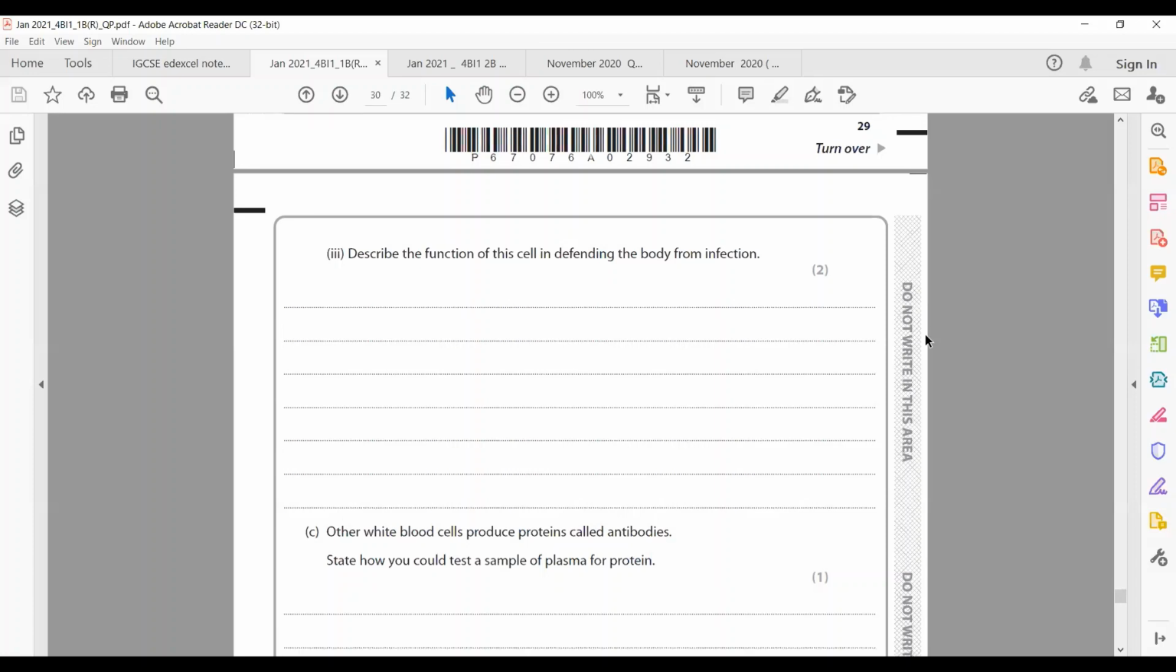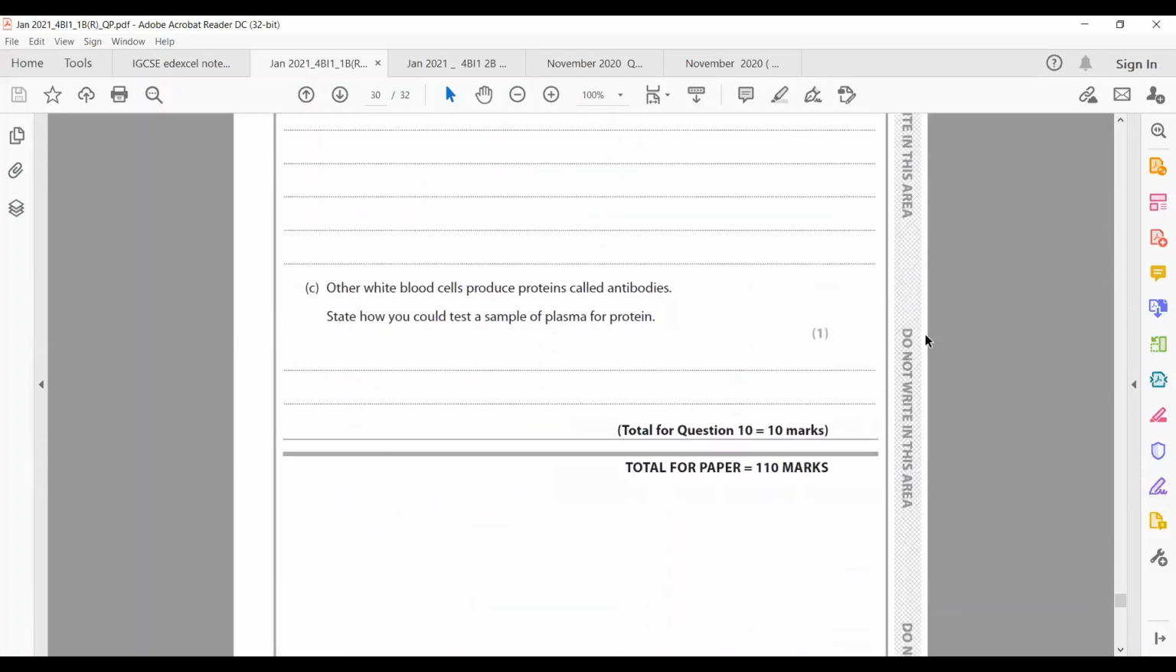طيب دماس number C. Other white blood cells produce proteins called antibodies. State how you could test a sample of plasma for protein. كويس قوي. How can you test for protein? Without any details. بيوريت بس. By Biuret test, yes, Biuret. Of course. By Biuret test.